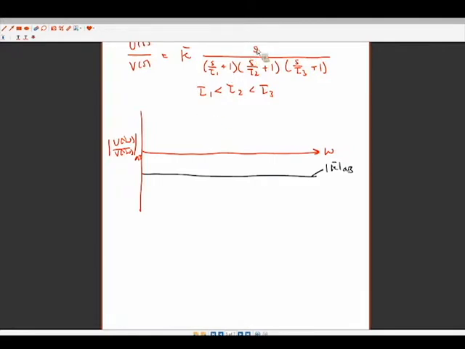The zero at the origin causes a positive 20 dB per decade slope in the magnitude at all frequencies, going through the point 10 to the 0 and 0 dB. Okay, so this is this basic function.